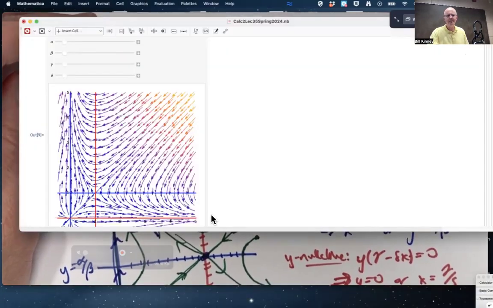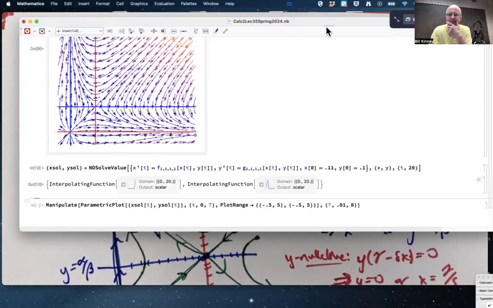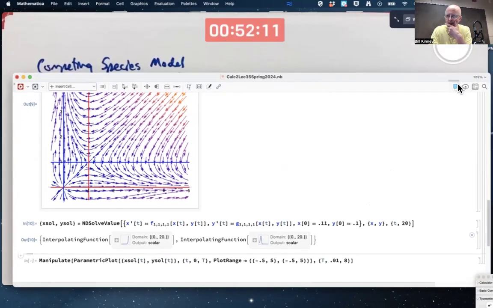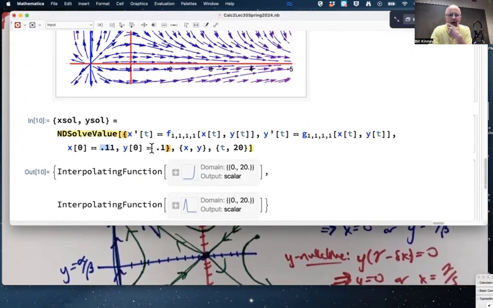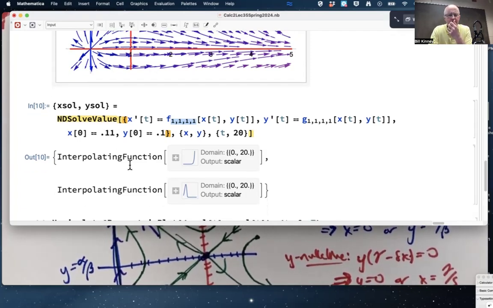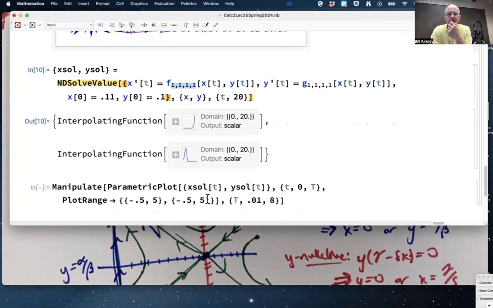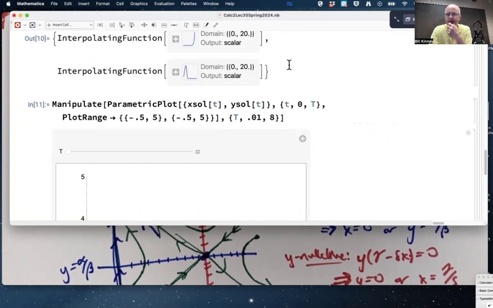NDSolveValue can be used again. And in this case, with the particular initial conditions that I picked, x is 0.11, y is 0.1. Also notice I did choose alpha, beta, gamma, delta to all be ones here. Like that's arbitrary. I could have picked different numbers. With these particular initial conditions, it looks like x is growing exponentially in the long run and y is decaying to 0. You could make regular plots of those. You could also put it in a parametric plot, and you could also animate it. And that's what I'm doing here.